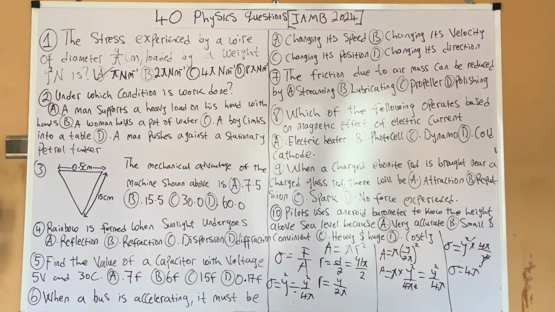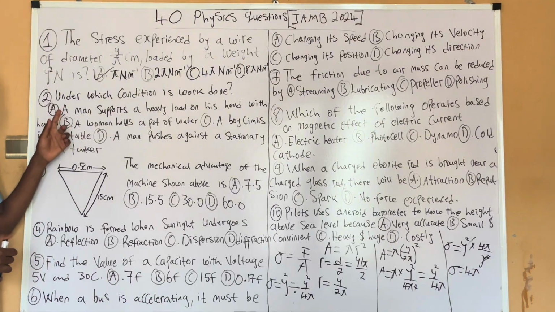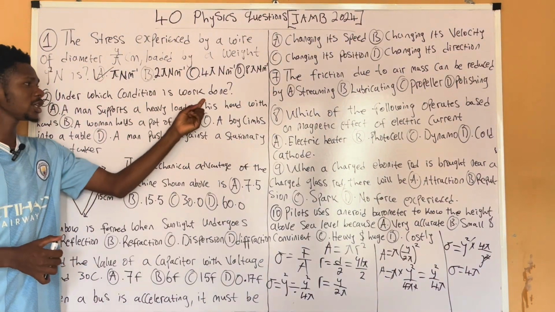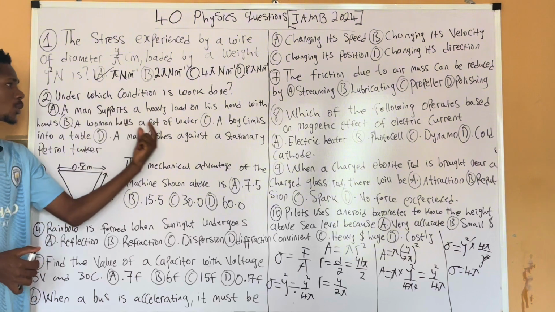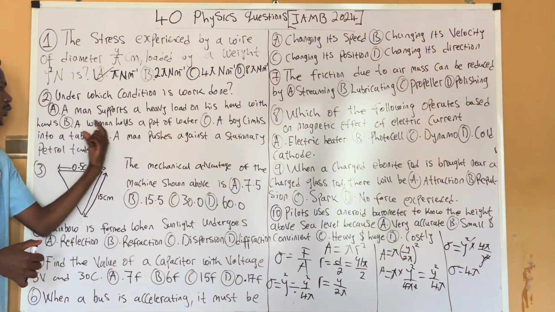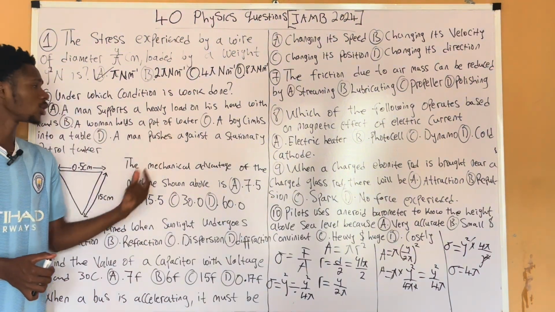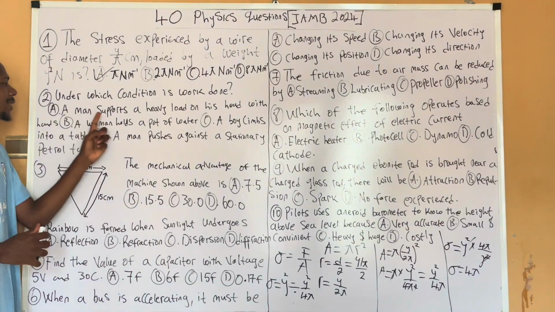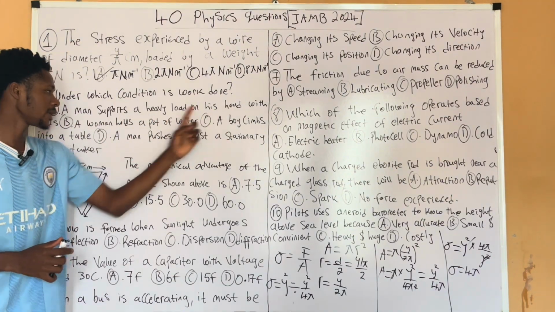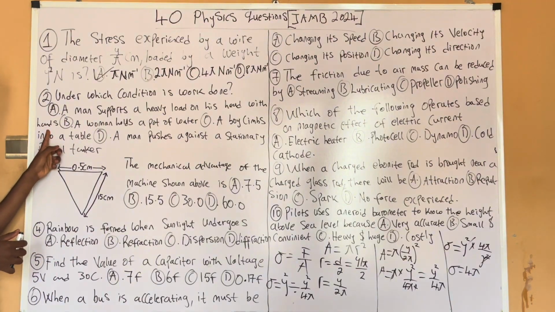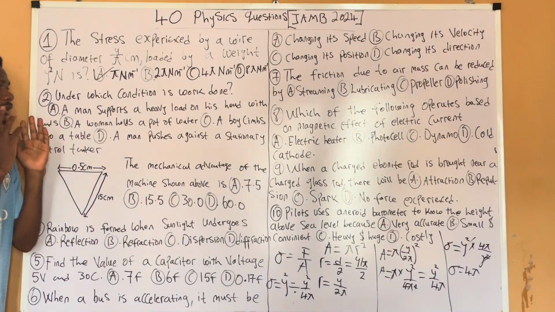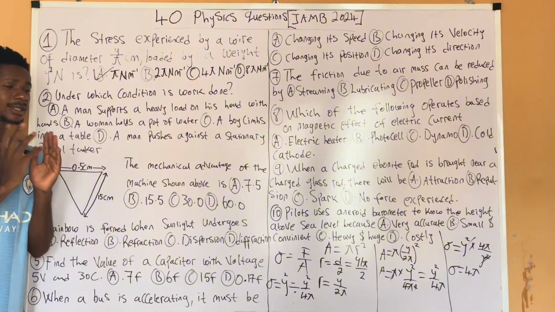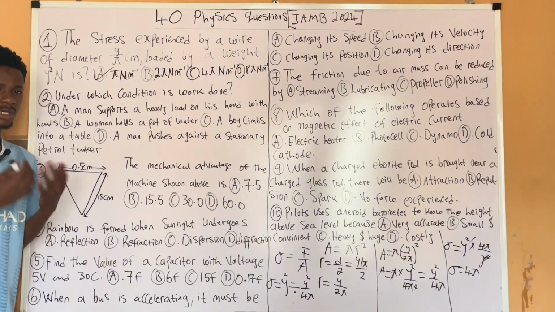The next question on the board says, under which condition is work done? Various options are given, asking under which of these conditions work is said to be done. The first option says, a man supports a heavy load on his head with his hands. Now you need to understand the concept of work, or when work is said to be done.